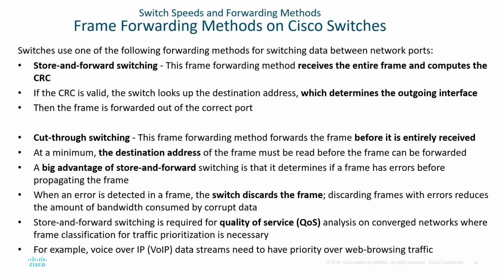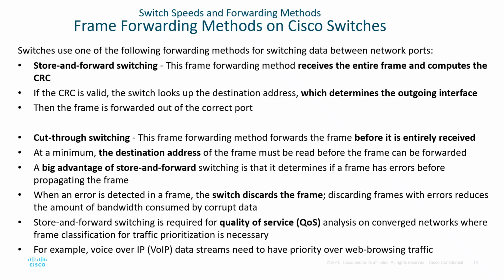Switches use one of the following forwarding methods for switching data between network ports. First one you're going to learn about is store and forward switching. This frame forwarding method receives the entire frame and computes that CRC value. If the CRC is valid, the switch will look up the destination address, which determines the outgoing interface. Then the frame is forwarded out of the correct port. So when you're looking at those tables in the previous two slides, you have the attached device, and then you have the ports associated with each device.